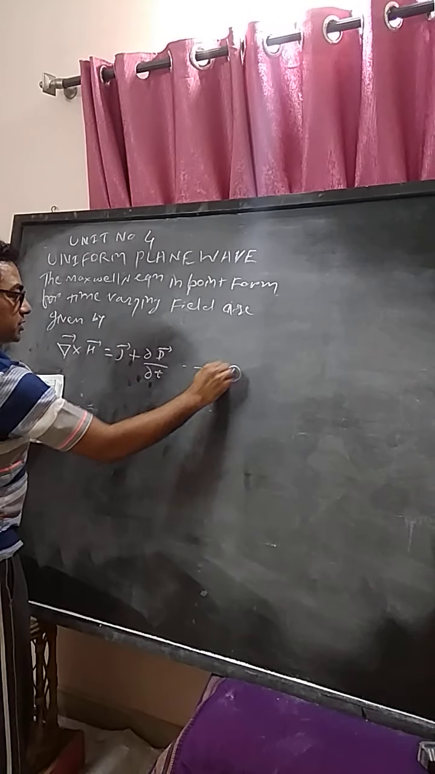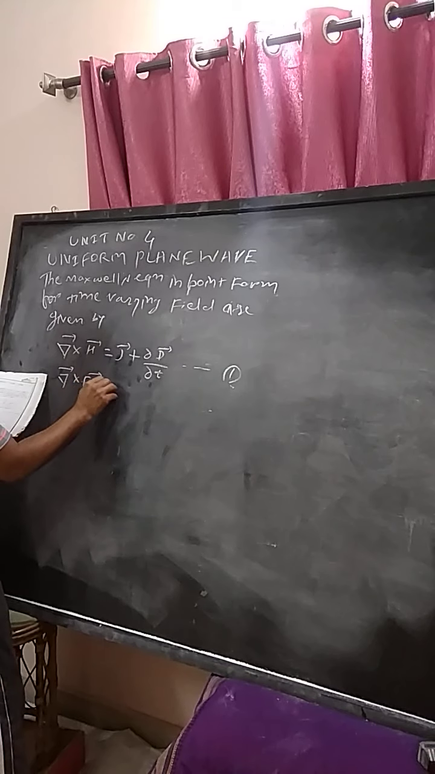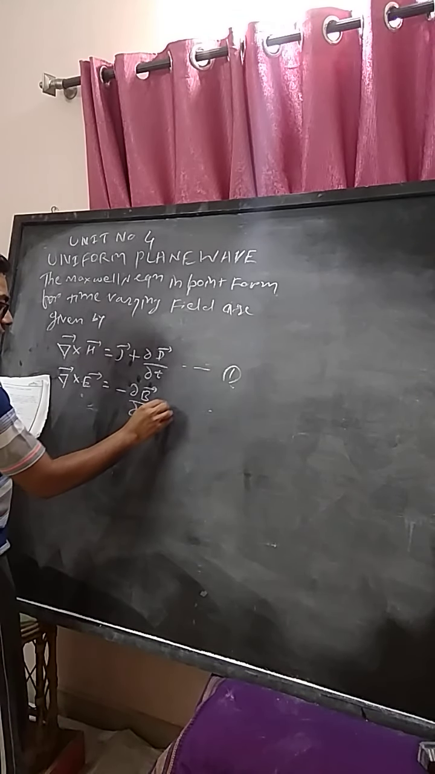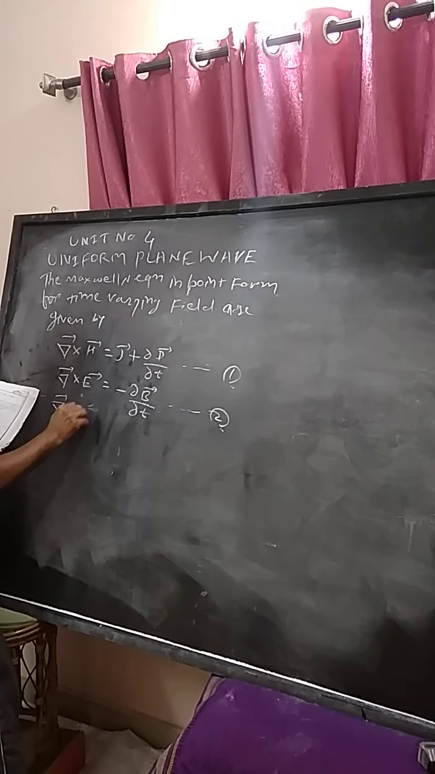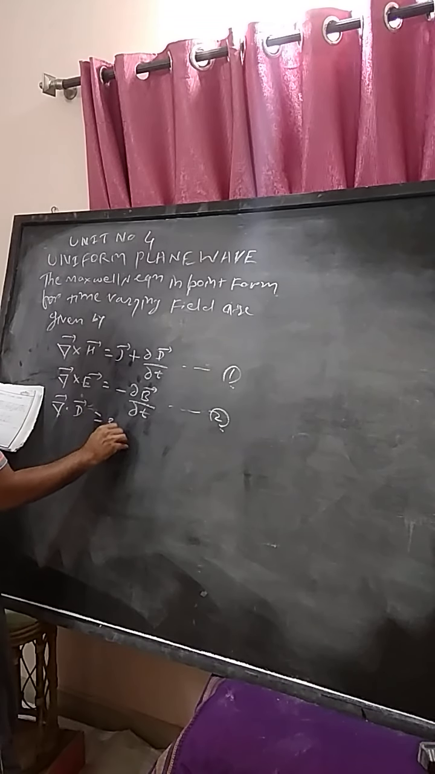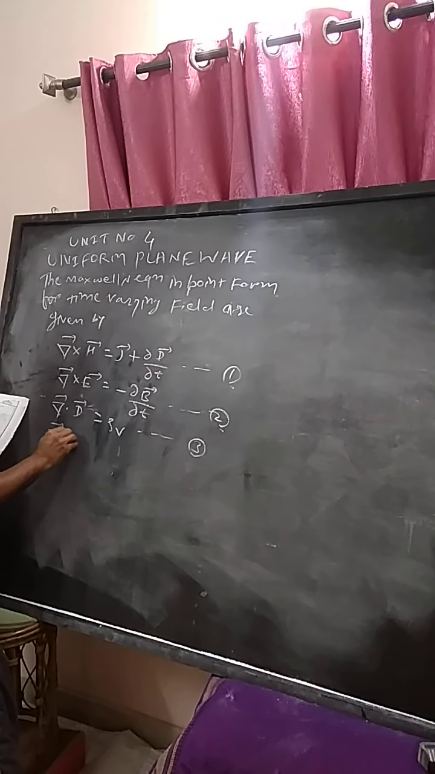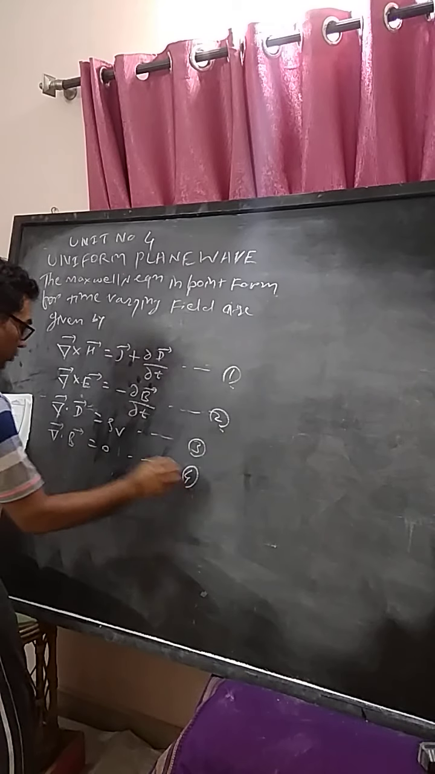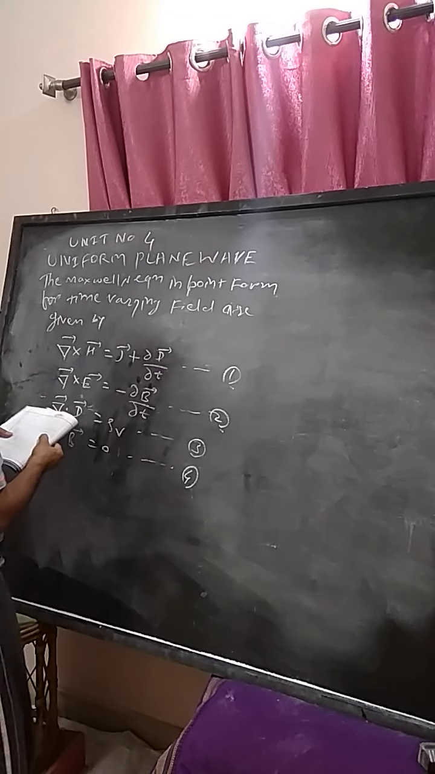This is equation number 1. Then curl cross E vector equal to minus del B vector divided by del T. This is equation number 2. Then divergence dot D vector equal to rho V. This is equation number 3. And divergence dot B vector equal to 0. This is equation number 4. So with these 4 equations, we require to solve the problems on this unit.